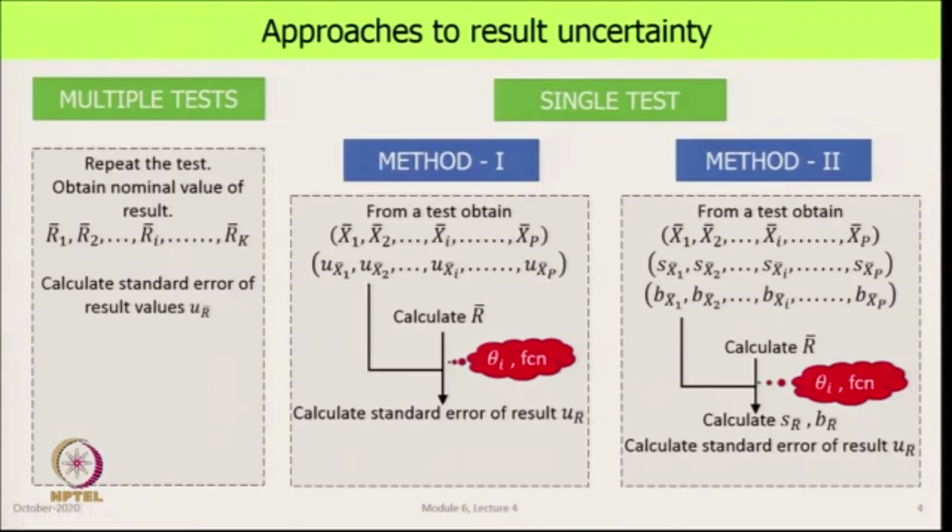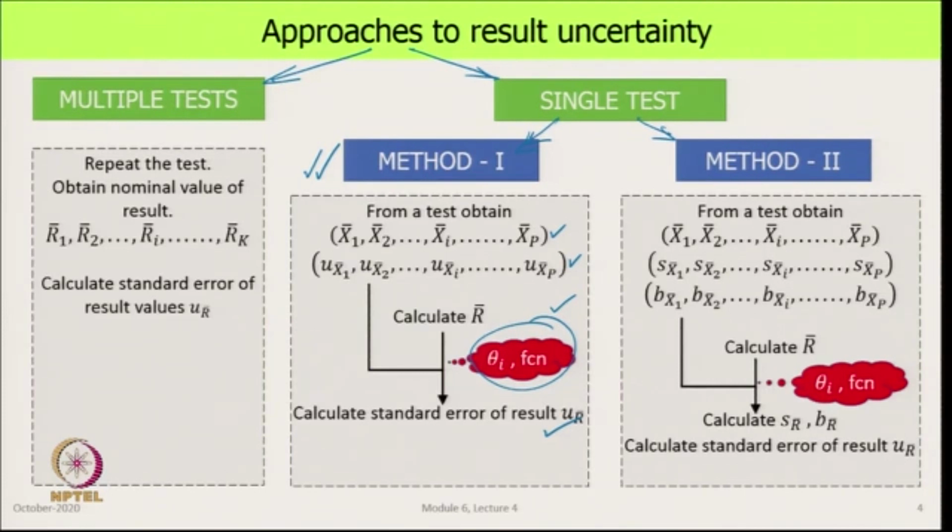So, this was our big picture of calculating result uncertainty. One was the multiple tests, the other which we have been looking at now is a single test, then method 1 in this and then method 2. So, we have seen that we have all this data, we got this function that we were looking for, and now we are in a position to calculate this. So, we have everything about method 1. We will right now look at some special cases which are applicable to both method 1 and method 2.